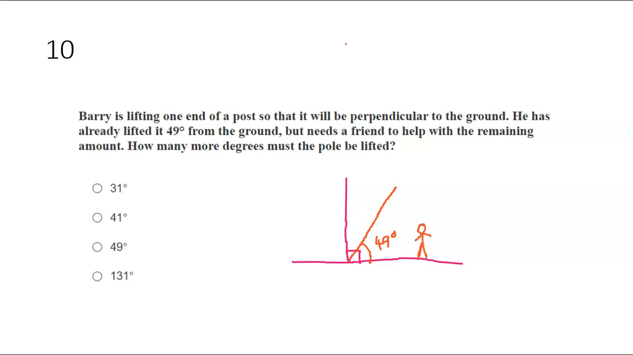He's gotten it up to 49 degrees. He needs it to go to 90 degrees there. And we need to know what the difference is. So because you're trying to get it to 90, we're looking for 90 minus what he's already done, which is 49 degrees. So 41 is the remainder of what he needs to lift.